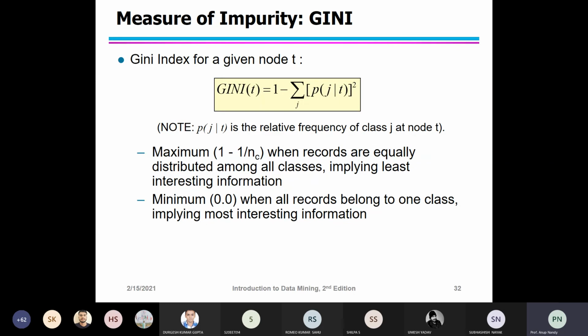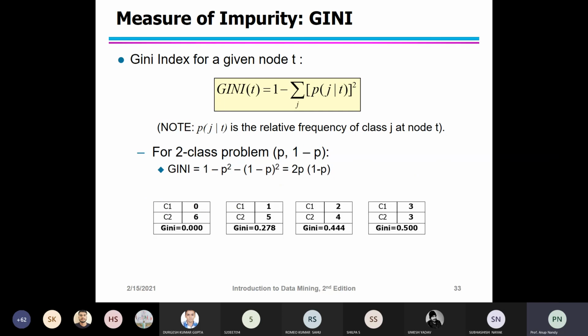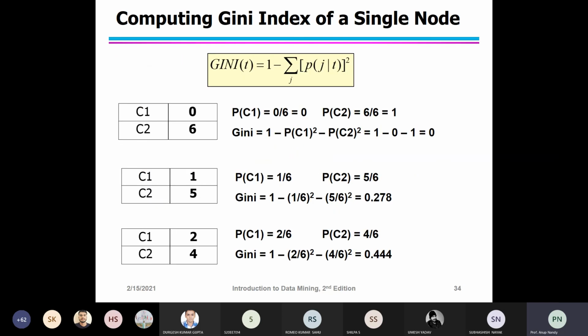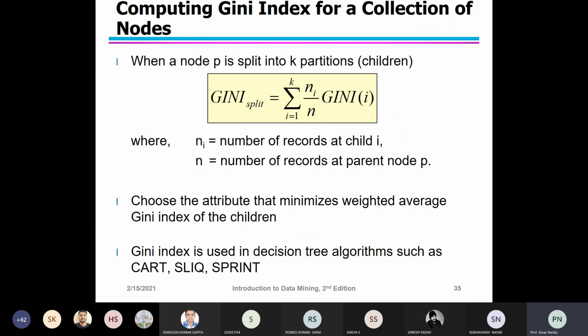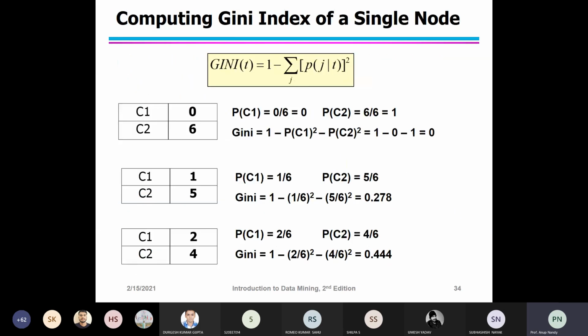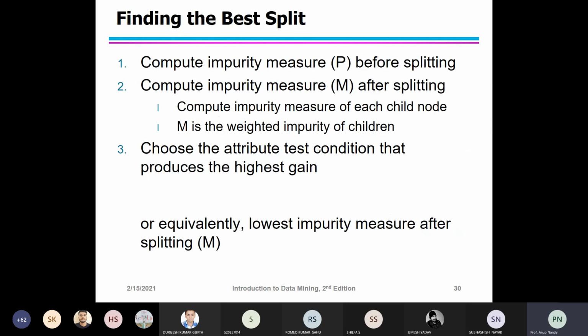There is a degree of impurity for each node, for the parent node as well as the child nodes. Then only can you choose the attributes. So the example is important, otherwise it will be difficult for you. You have to see how it is computed for a single node. So this is all for today's lecture.